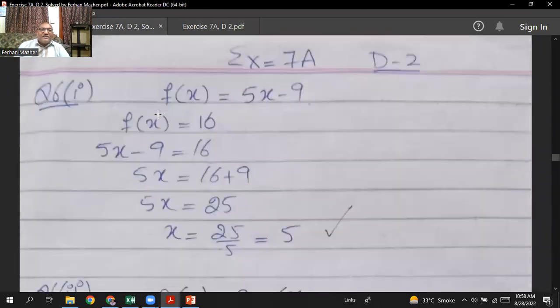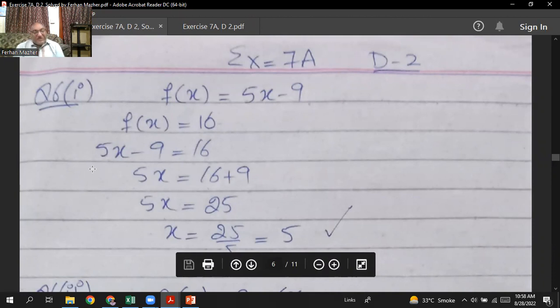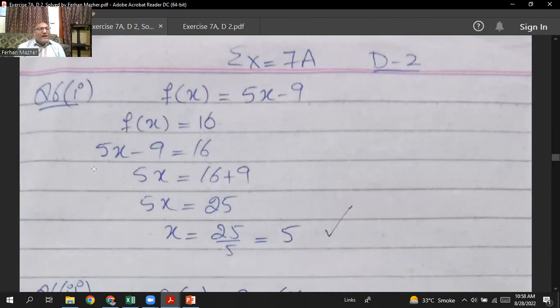Okay, question number 6, first part. F of x is equals to 5x minus 9. He says f of x is equals to 16. So it means 5x minus 9 is equals to 16. So 5x equals to 16 plus 9, and 5x is equals to 25. So x will be equals to 25 divided by 5. So the x value will be 5.